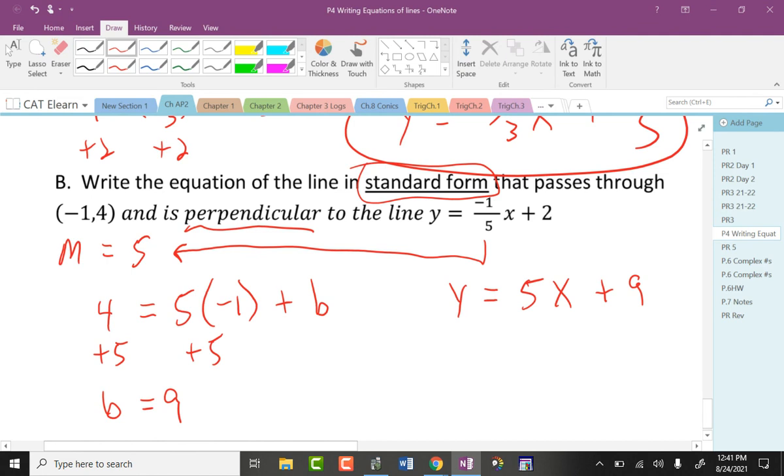Now, for standard form, the only thing I have to do is subtract 5x. And then if I'm a math stickler, a should be positive. Multiply both sides by a negative. Right? And that really should not be too fast. That should be something that we do understand there.